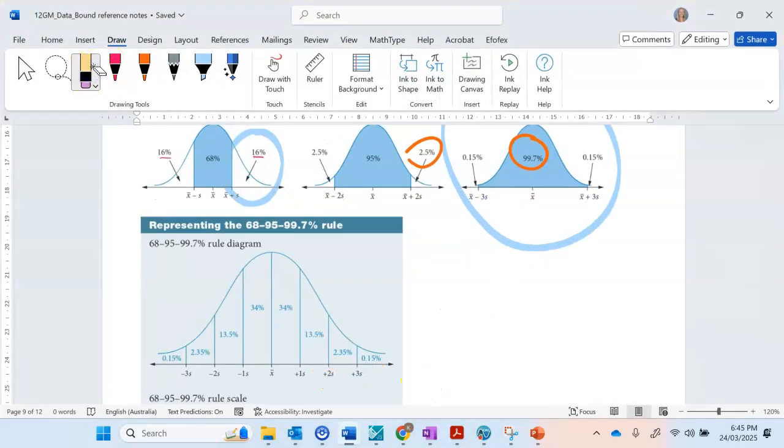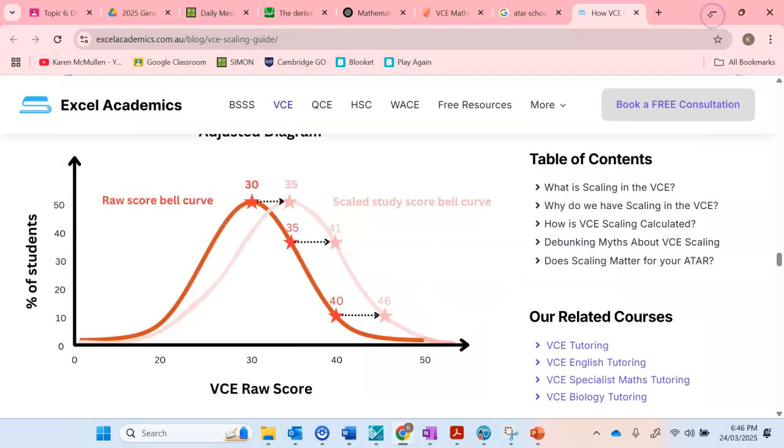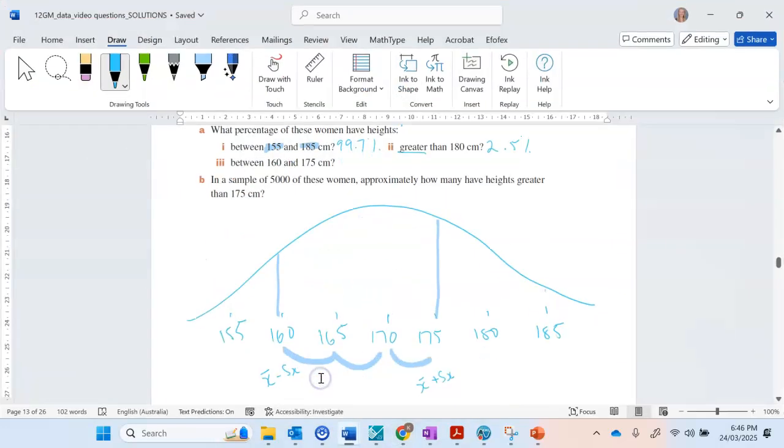We have gone from 1 above to 2 below. So I just need to add up these values here. All right, so we've got our 68 in the middle, and then we're just going to add that 13.5. So that's 81.5%.